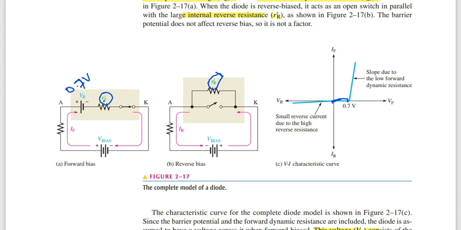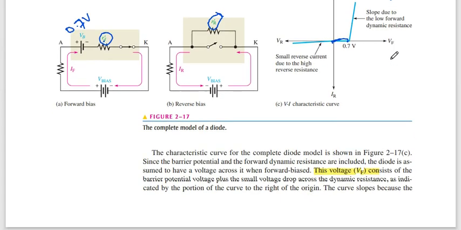Okay, so this happens with a very small resistance. We do not use the breakdown voltage; we only use a small amount of reverse current or reverse voltage, which does not reach the breakdown voltage. Okay, next, what happens?